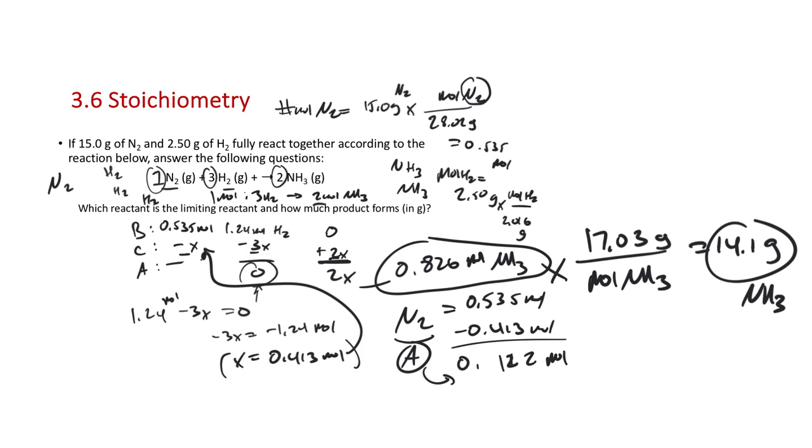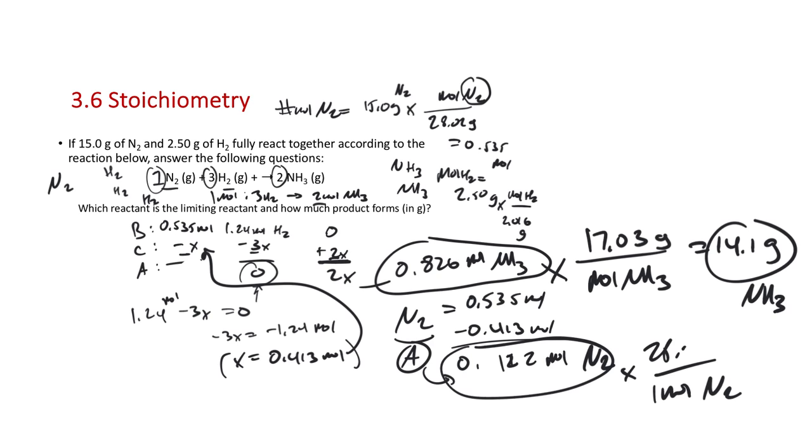And then we're left behind this many moles of N2, 0.122 moles of N2, times, so if I take this molar mass here, times 28.02, gives me 3.42 grams. And if I add that to the 14.1 grams, I get my 17.5 grams that I started with.